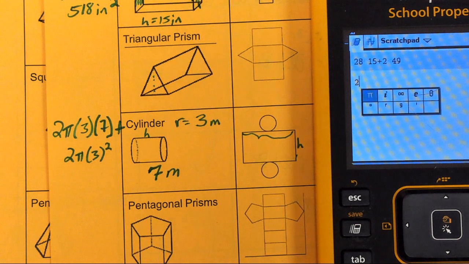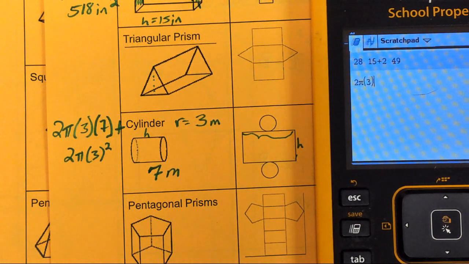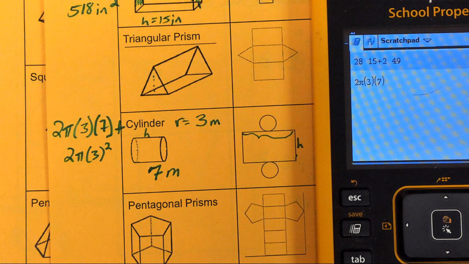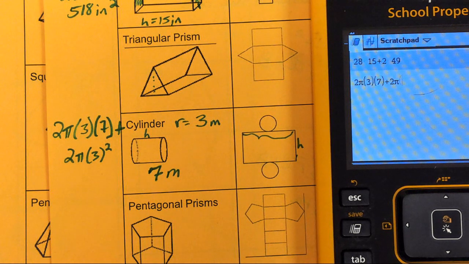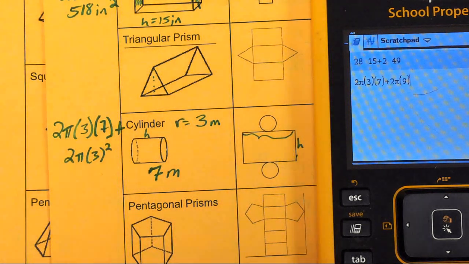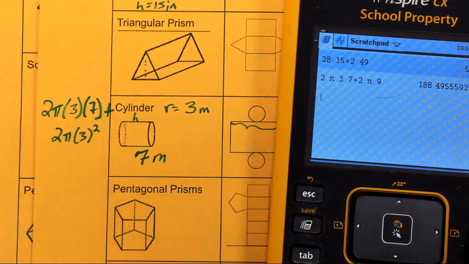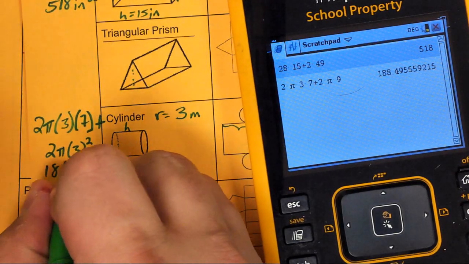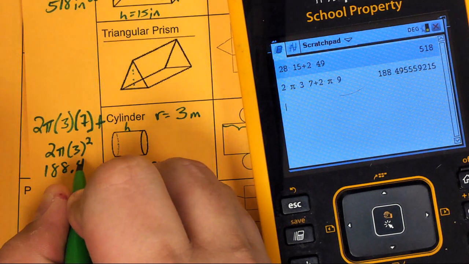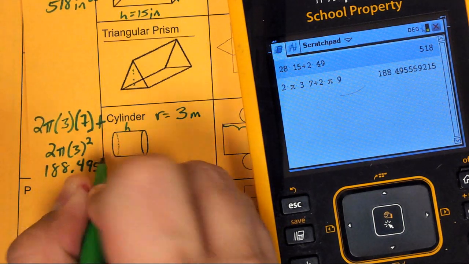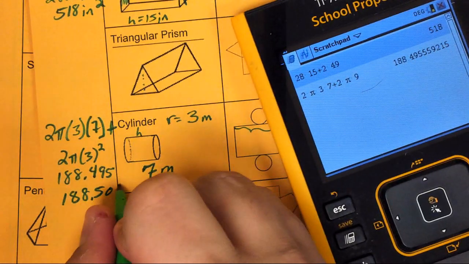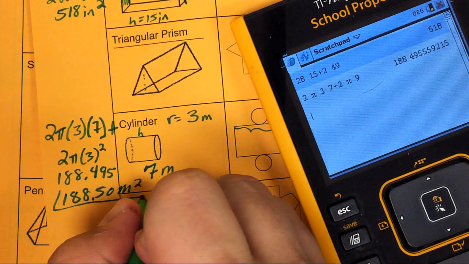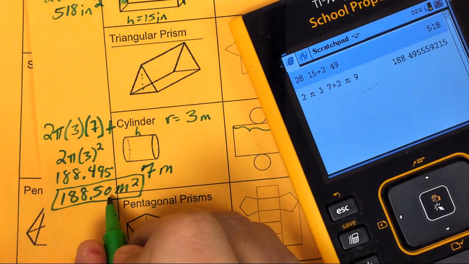Just type this in your calculator, and you will get a number. So 2 pi times 3 times 7 plus 2 pi times 9, because 3 squared is 9, right? And so then I got 188.495, which is actually going to make me round to 188.50 meters squared.